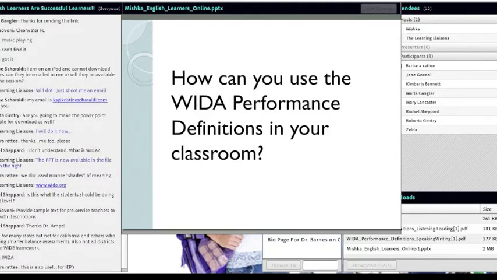Okay, so basically, how I use the performance definitions is I use it to set goals in the classroom so that I can basically track the performance of each child. Or, you know, I can have a baseline or some type of goal to help each student achieve their highest potential. And that's how I use the rubric.